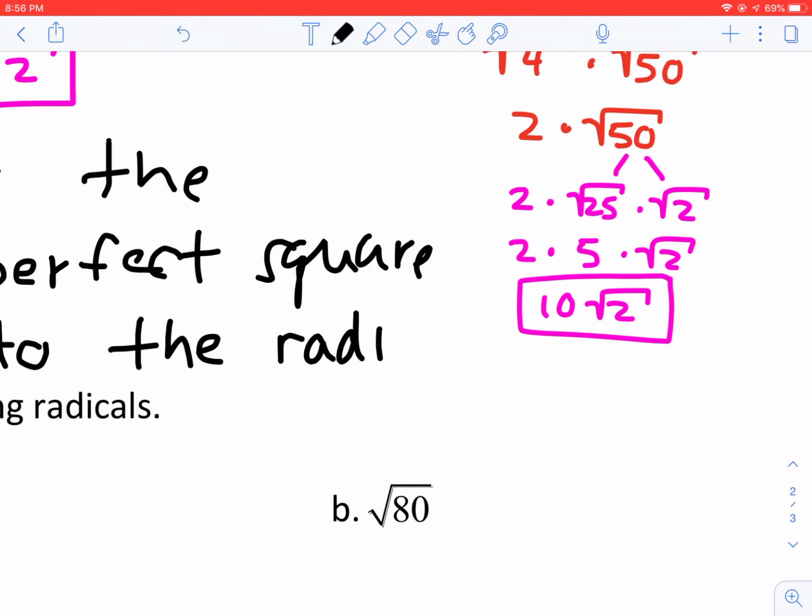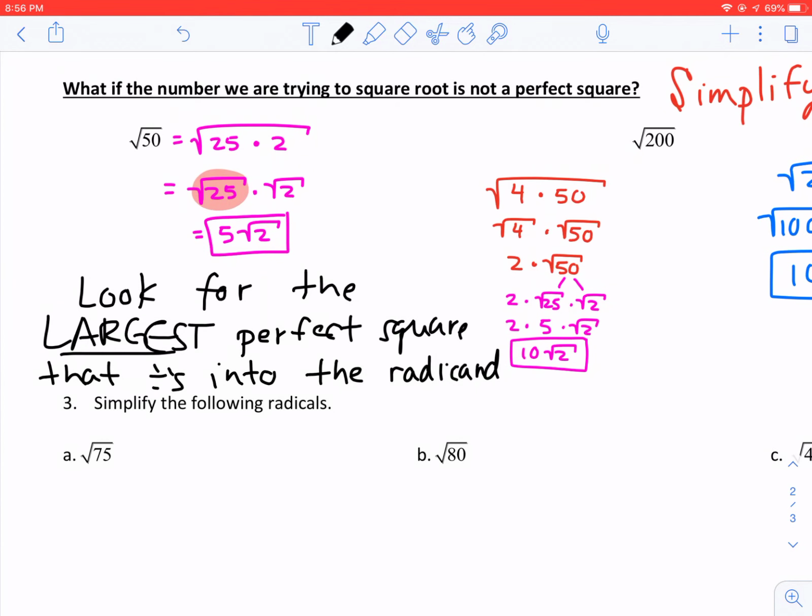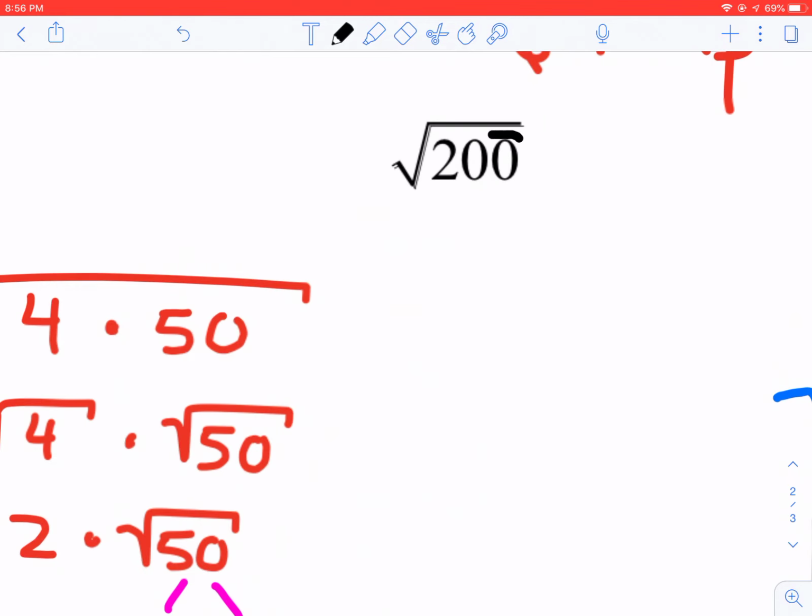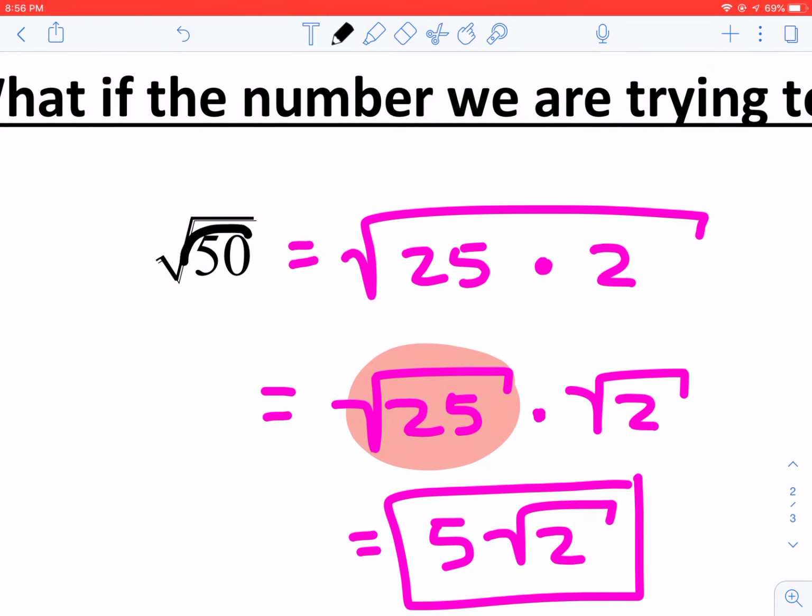Right, so look for the largest perfect square that divides evenly into the radicand. So the radicand here is 200, for example. The radicand here was 50. So we looked for the largest perfect square that divides into 50. That's 25. And then you can take the square root of 25 to simplify.